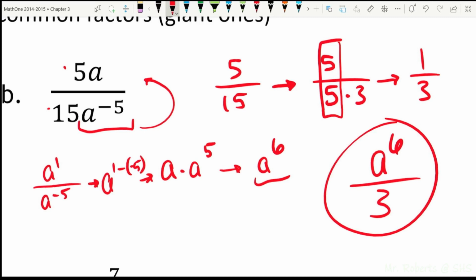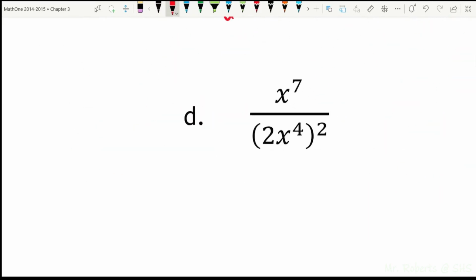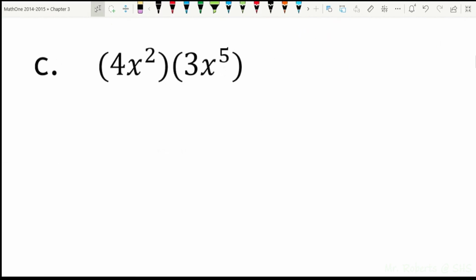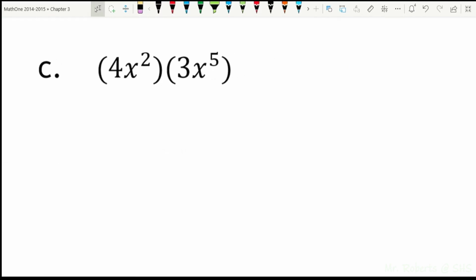Those were the two that were most often missed. Let's look at part C. Not missed, except for a couple people decided that they saw this as multiple terms. There's no terms here. These are just all factors. There's no plus or minus. There's not things being added or subtracted. So 4 times 3, I can associate that, do that multiplication. 4 times 3 is 12.